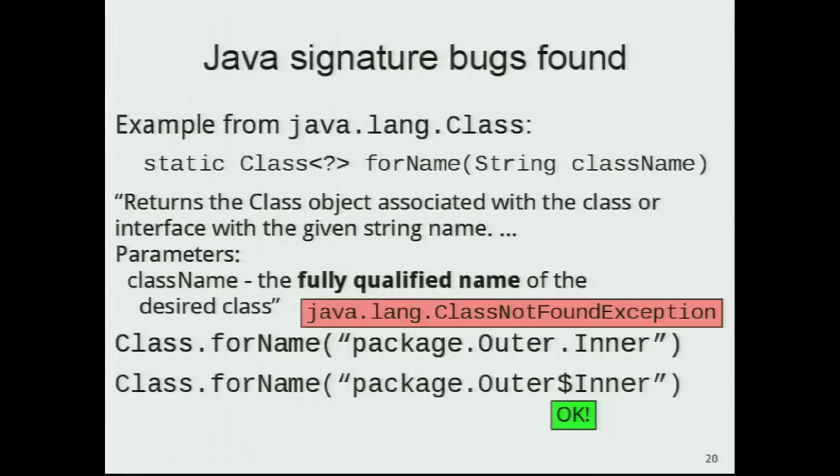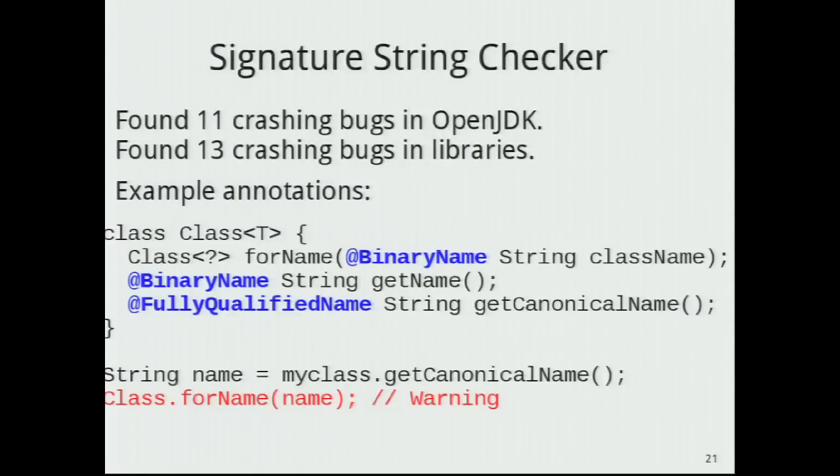If you pass it a fully qualified name that doesn't happen to be a binary name, then the system's not going to behave properly. And you'll never notice this until you actually have an inner class. If you don't have an inner class, you'll never notice this until one of your users starts to use it and then discovers the problem. So we found 11 crashing bugs in OpenJDK, and we found 13 more crashing bugs in libraries, where if you follow the documentation, your program's going to fail.